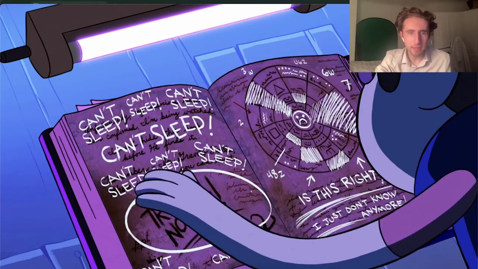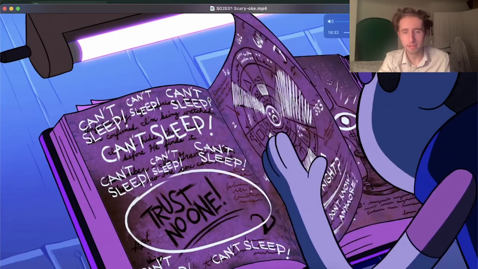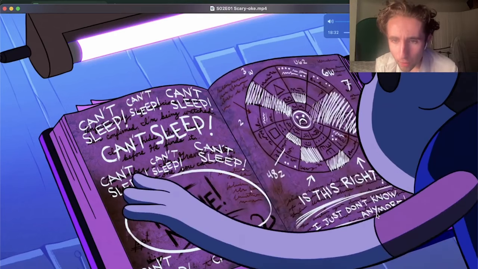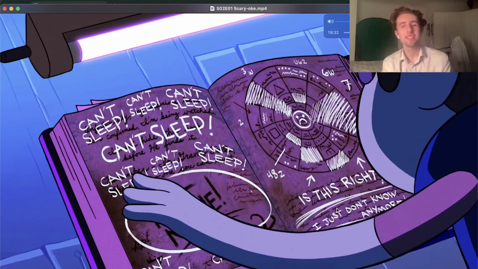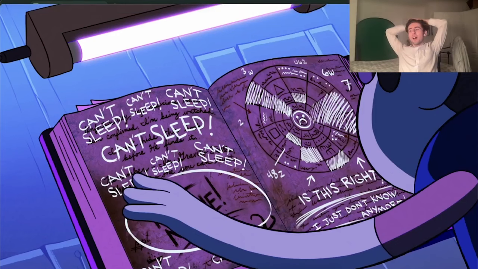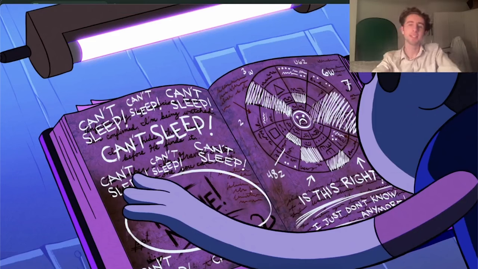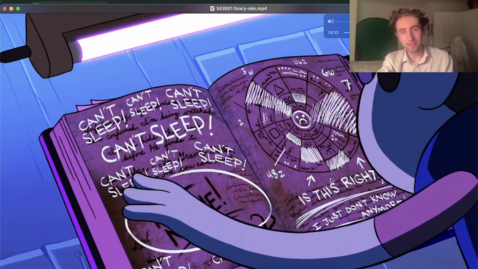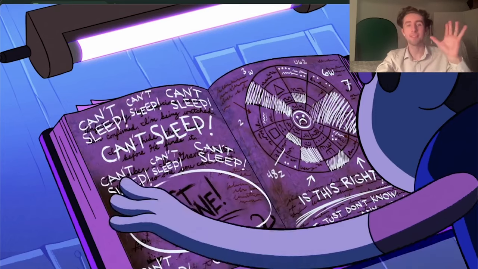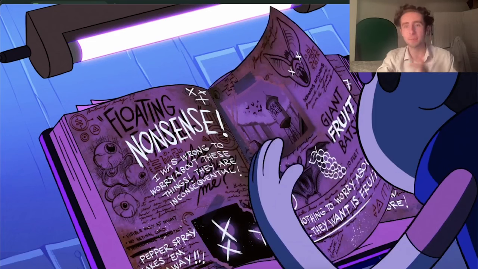"Can't sleep, can't sleep, can't sleep." "Trust no one" is circled now. "Is this right? I just don't know anymore." So I reckon this is like a retcon in a way. I reckon that they made this page for season one and then it didn't go anywhere, right? They used that page, and it didn't result in anything. But now they want to turn it into an actual cipher or something, and they're going to do that in Journal 3 probably. And now this is like foreshadowing, saying, "Is this actually right? I don't know anymore." As in, this isn't right, but there will be a correct version in the future or something. Like, there is something here.